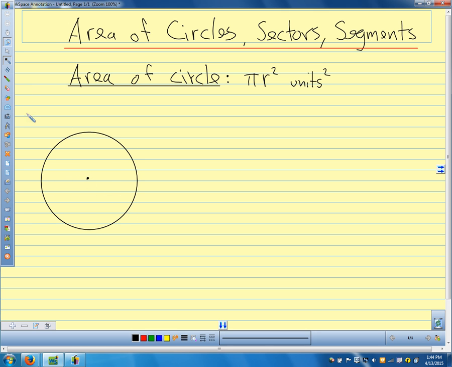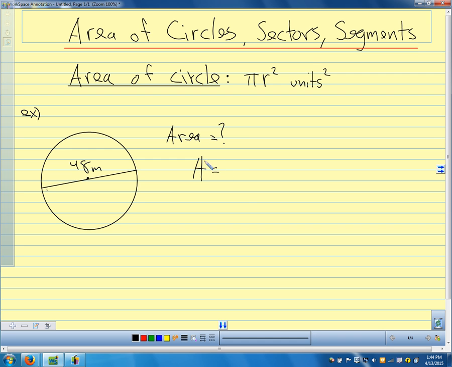So here's my circle. Circles are easy, circles are friendly. All right, so that is 48 meters, and we want to find the area. So how am I going to calculate this? Area equals, what am I going to put there? Pi times 24 squared. And why is it 24? The radius is half the diameter.